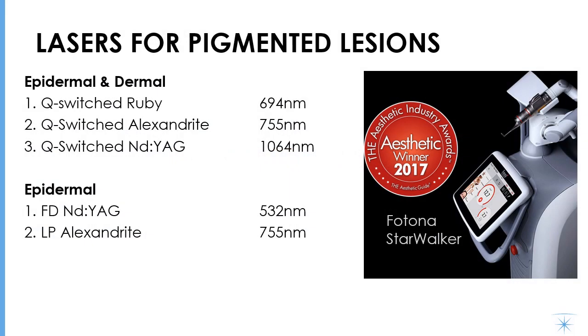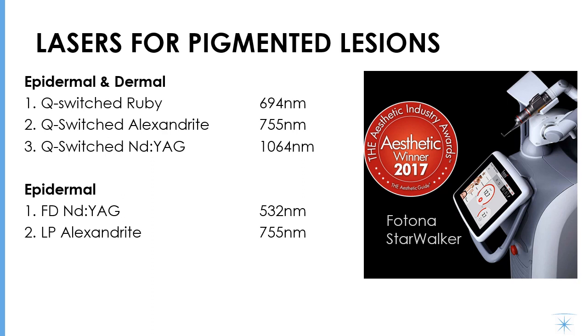For pigmented lesions, again, we have different options. If you are trying to treat both epidermal and dermal pigmentation, then we have to use the Q-switched lasers: Q-switched ruby, alexandrite, or Nd:YAG, or even Q-switched KTP. Q-switched means quality switch. This is a switch inside the laser cavity, which allows the laser to come out only in very short pulse duration, in the nanoseconds.